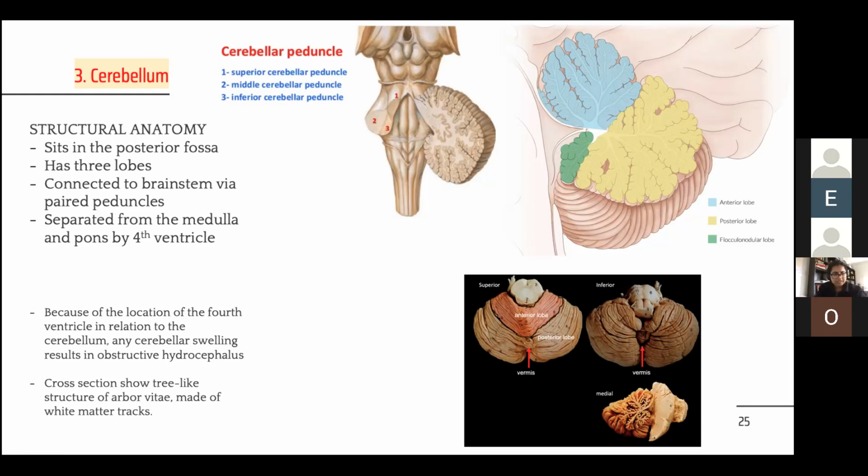If you cut down the cerebellum, you'll see these tracts, which is best shown in this diagram. You can see it in here as well, the little branches that go out. So that's called arbor vitae, and they're just white matter tracts. So all the cell bodies are all over here, and that's what's connected to the rest of the brain. So that's the structural anatomy.